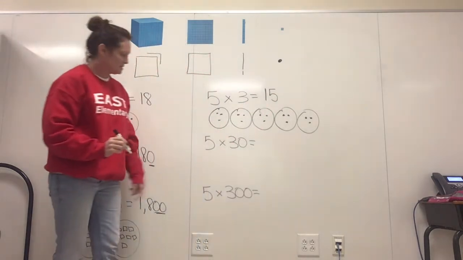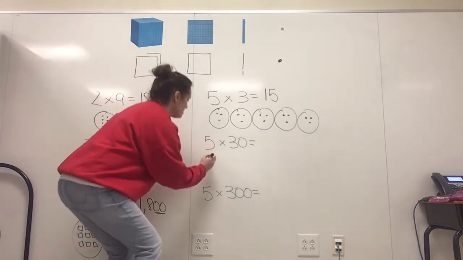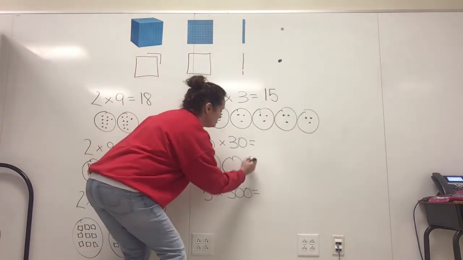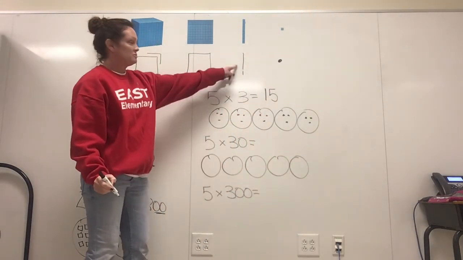All right, let's look at 5 times 30. 5 groups of 30. 1, 2, 3, 4, 5. 30, using my 10 stick.